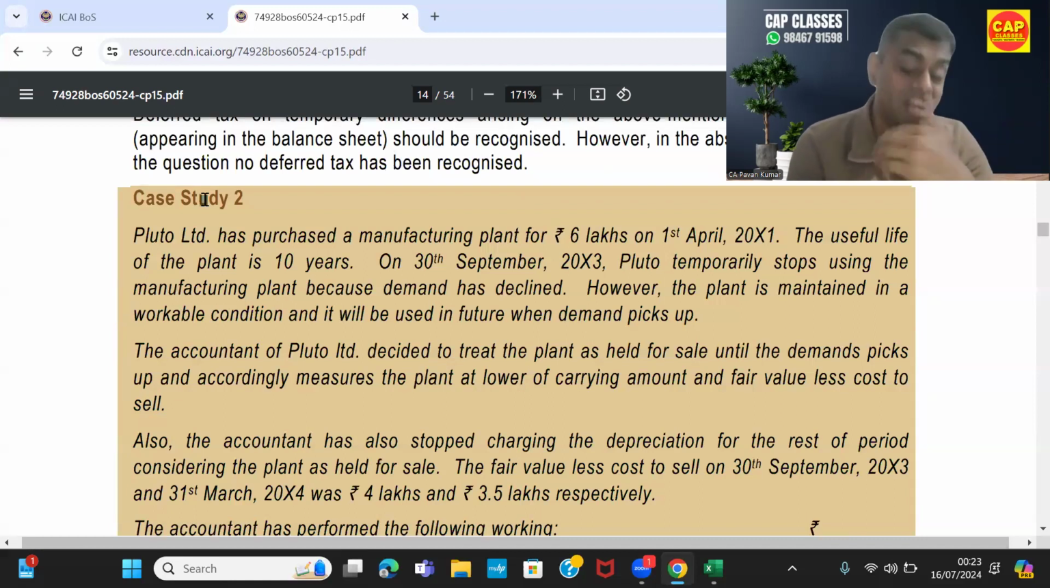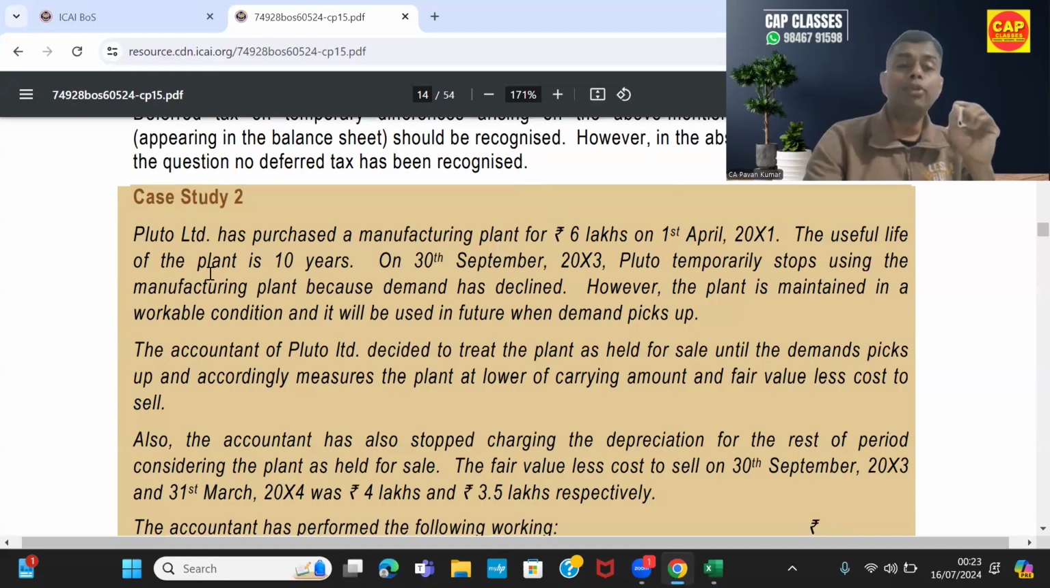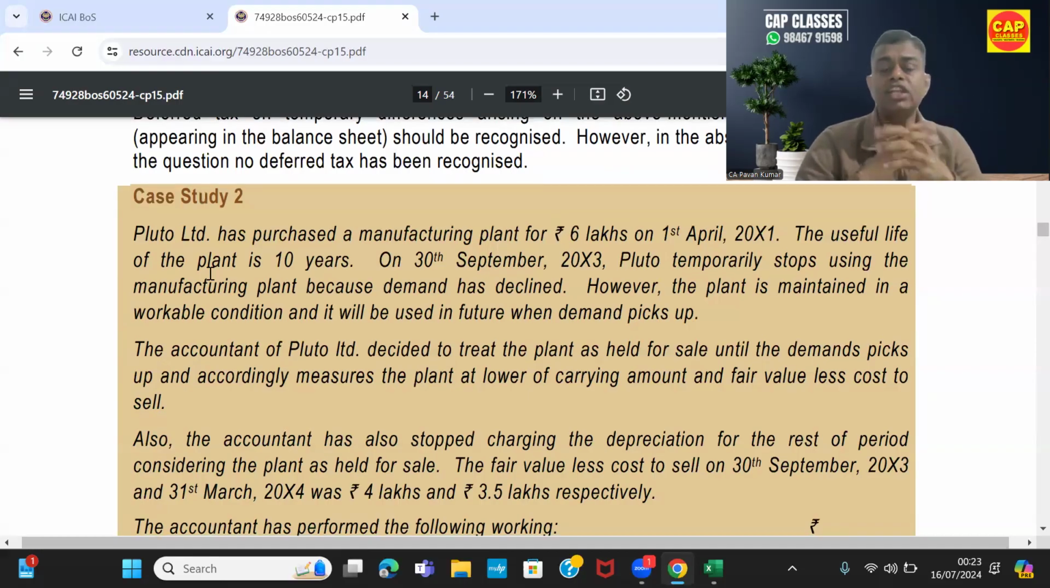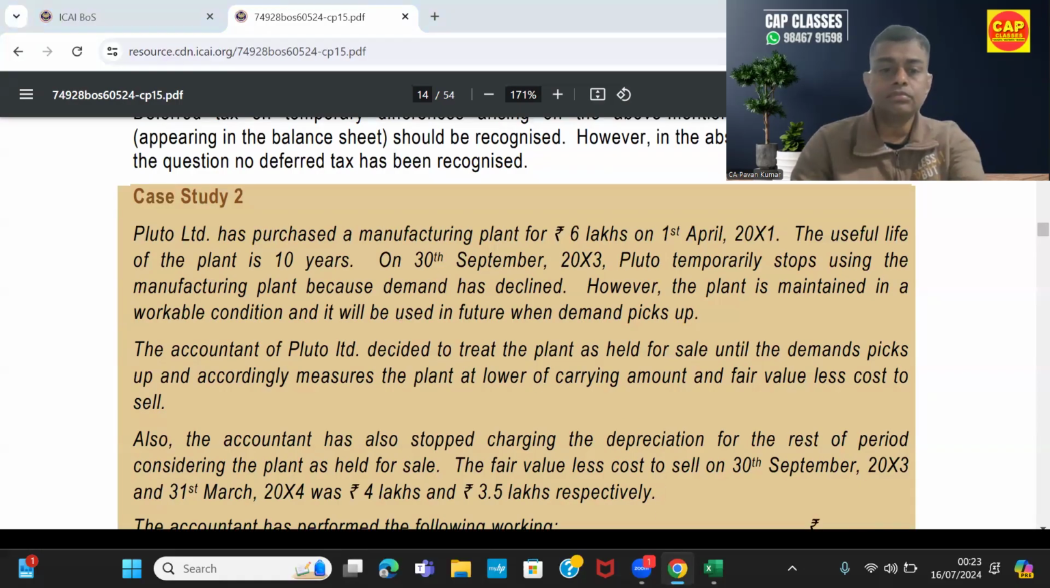I'm not skipping case study 1. We'll come back to case study 1. We are going to case study 2. Now, Pluto Limited has purchased a manufacturing plant for 6 lakhs on 1st April 20X1. The useful life of the plant is 10 years. Take pen and paper, start working out case study 2, chapter number 15.